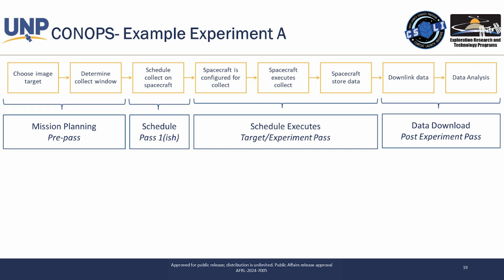You can also be scheduling the configuration change if you need to do that, turning on and off components ahead of the experiment collect. Once you are out of pass, this will most likely be when you are actually collecting the image. Some experiments can happen during pass, but a lot of them are going to be happening out of passes when you aren't directly talking to it. So you need to make sure that those are on board and set to execute at the right time. And then once that actually executes, you're back into another pass and downlinking that data.